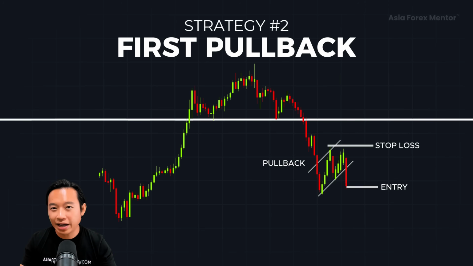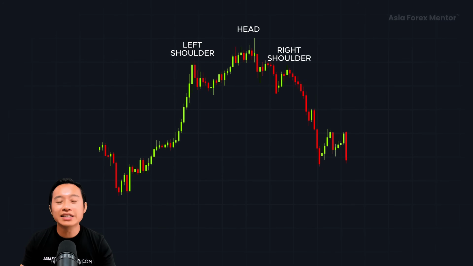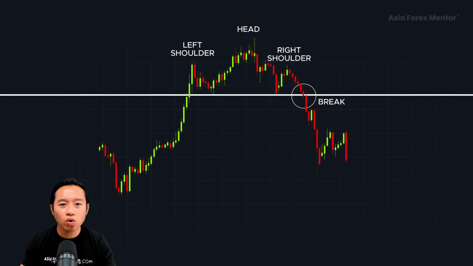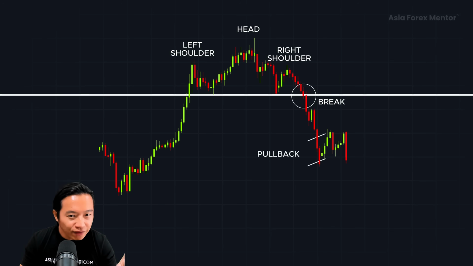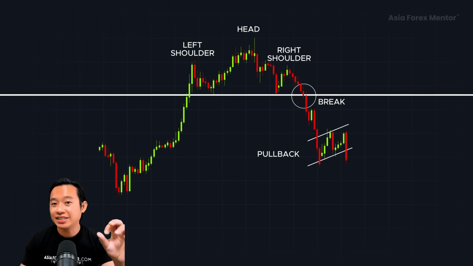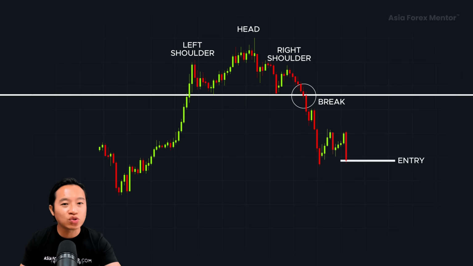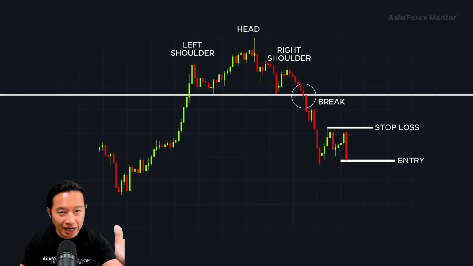The first pullback. Okay, so here's an example. In this head and shoulders pattern, the market broke below without giving us a chance to enter the trade. However, with the first pullback, that's where the market retraced slightly. So that's where you got another chance to enter when it broke below this retracement low. That's where you're going to place a stop loss with reference to this swing high. This shows how by using this first pullback, we can still get an opportunity to catch this move even without a build-up of the initial breakout.